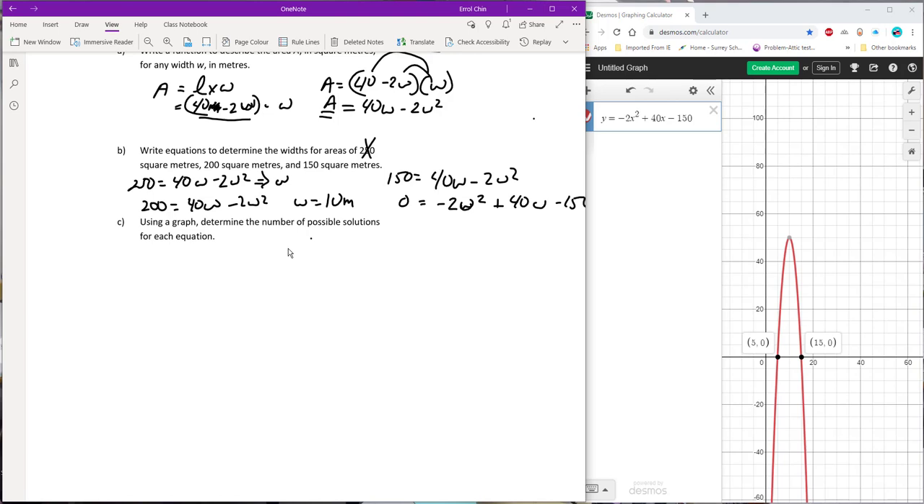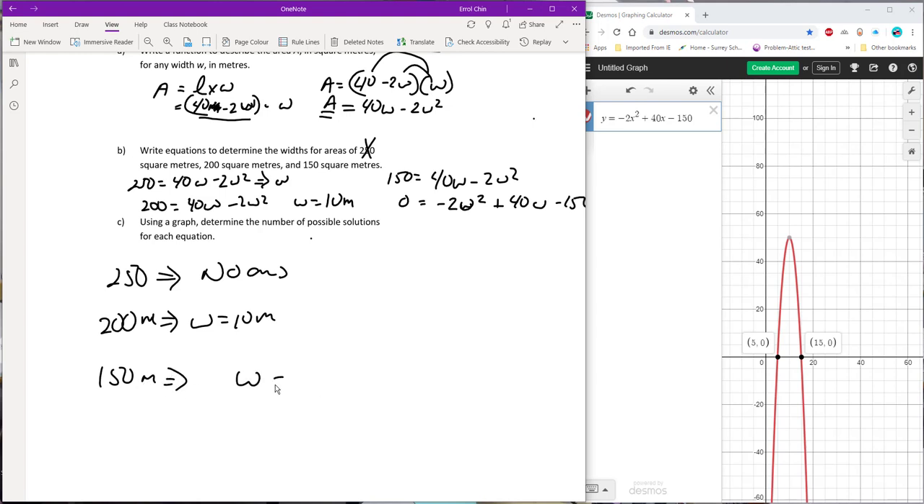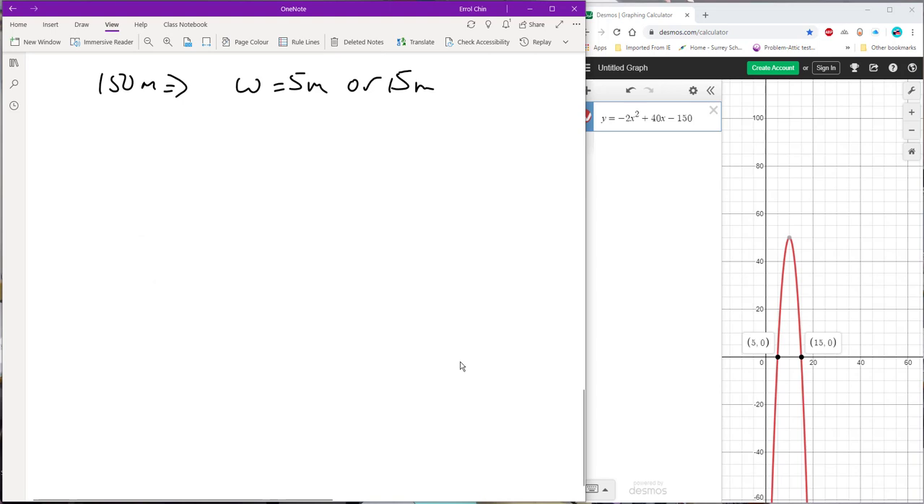Okay, so there is no answer for 250 square meters. All right, no answers. If it was 200 square meters, W would equal 10 meters. If it was 150 square meters, there's actually two widths. W could either equal 5 meters or 15 meters, which is kind of interesting. Okay? And that concludes today's lesson. Thank you.